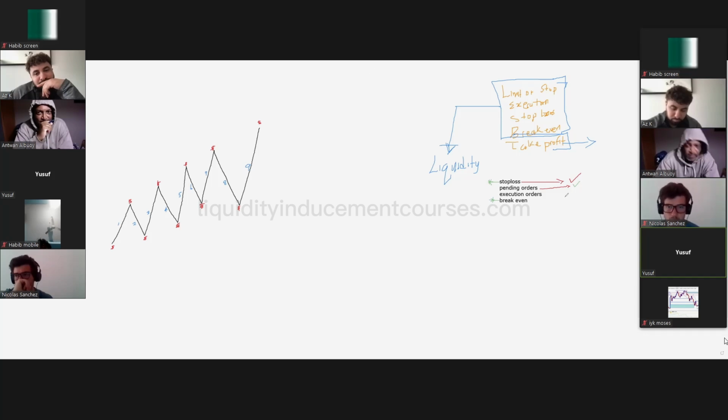Now, we have the execution orders. As a retail trader, as a trader in the market, where do you more than likely place your execution orders?